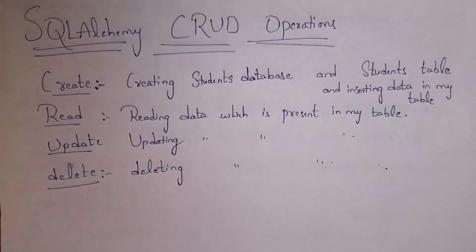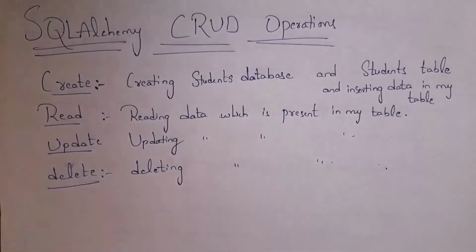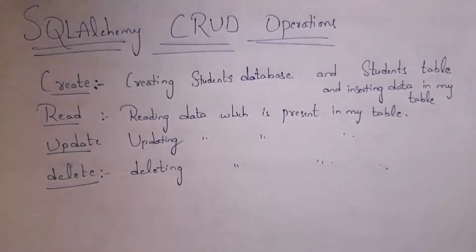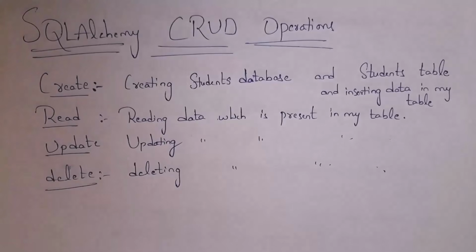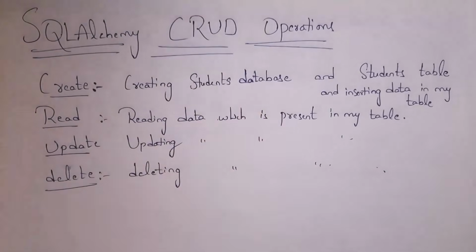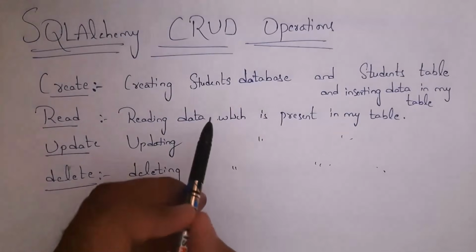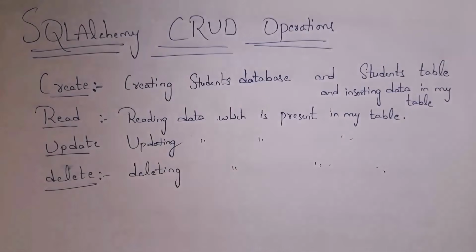Next I will explain a SQLAlchemy program to perform CRUD operations. CRUD means create, read, update and delete. Now I will write a Python program to create a students database. Inside this students database, we will insert a students table and inside this table, we will insert some data. Read is nothing but reading data present in my table; whatever data is present inside my table, I want to see on my output screen. Update is nothing but updating data present in my table, and delete is nothing but deleting data present in my table. I will write a program to perform all these operations.